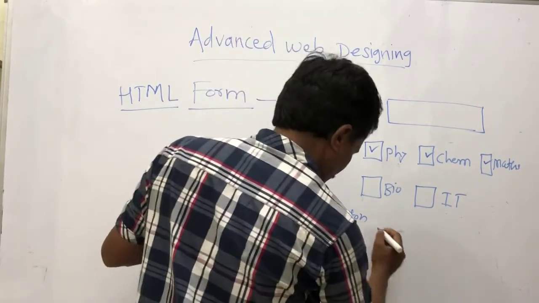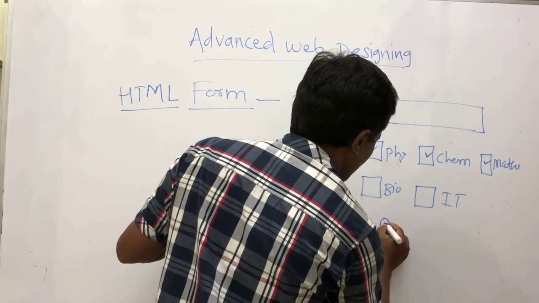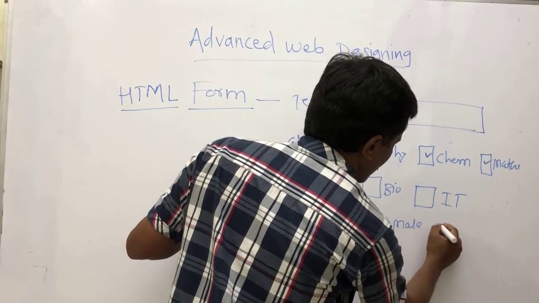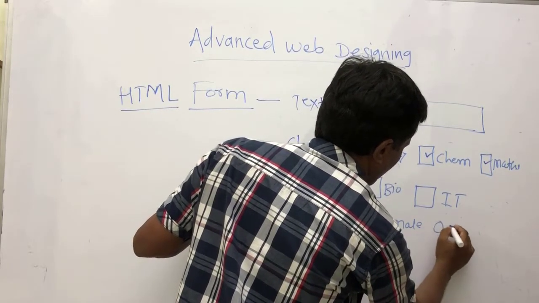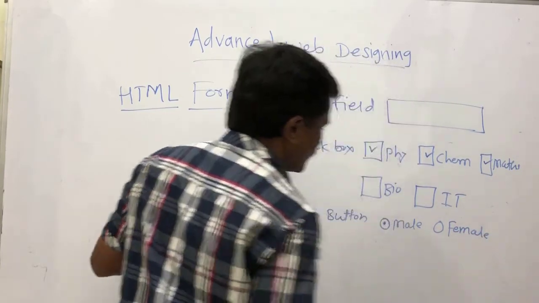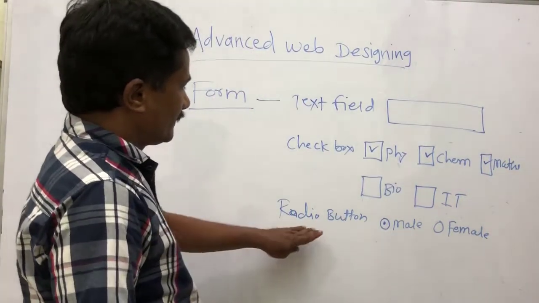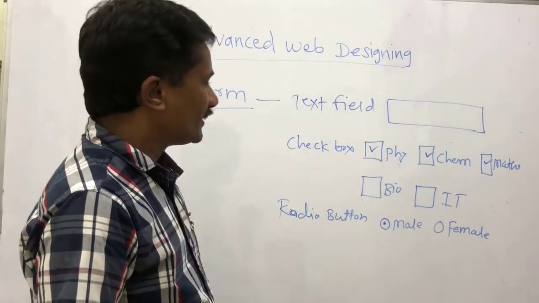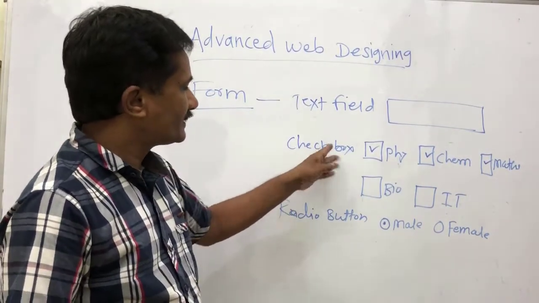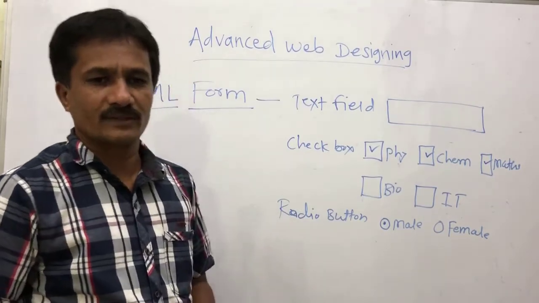Radio buttons store only single values, for example male or female. This kind of information you can design in a form using radio buttons. If you can choose multiple values, you can represent them through checkboxes.